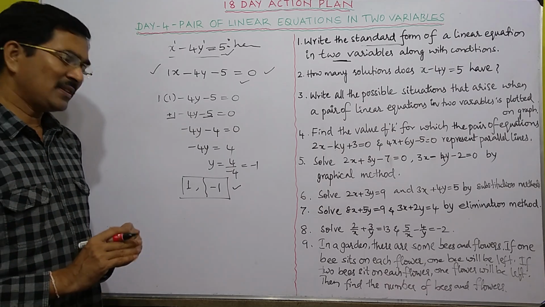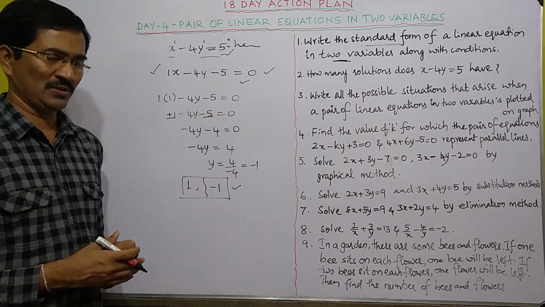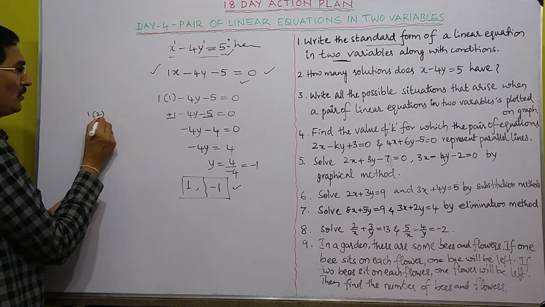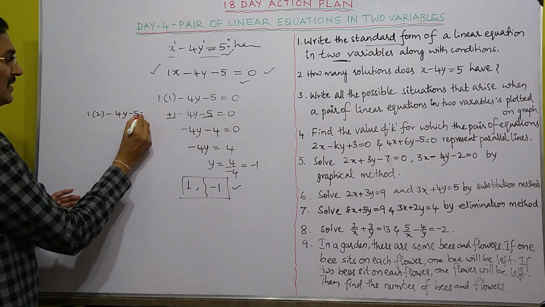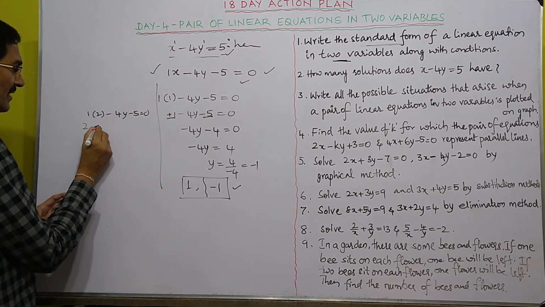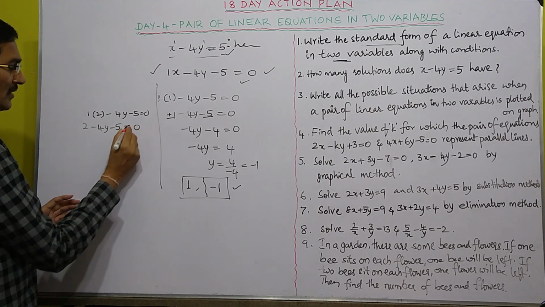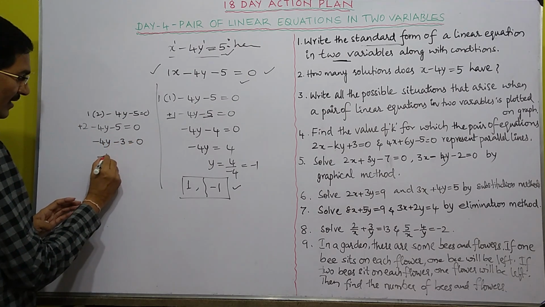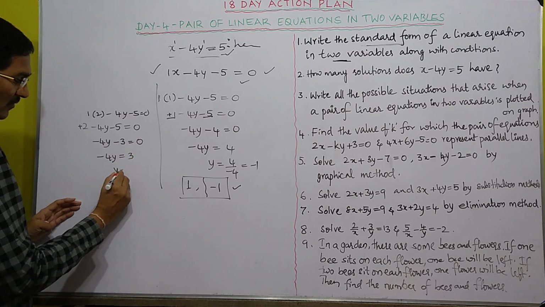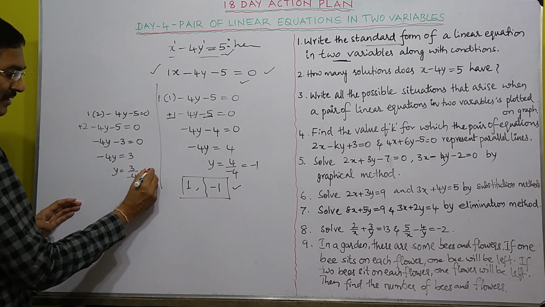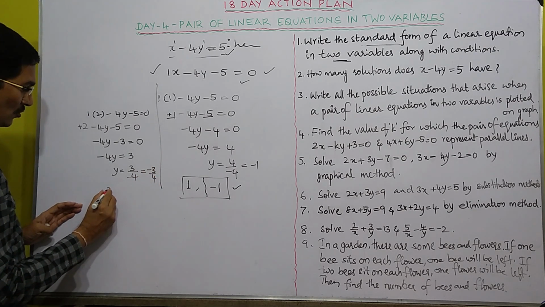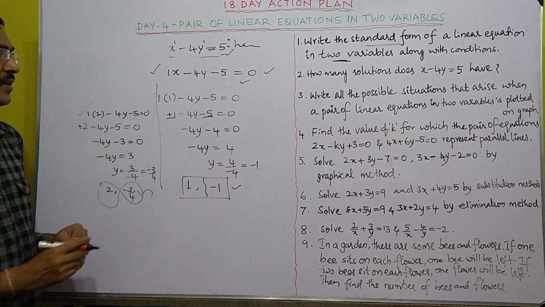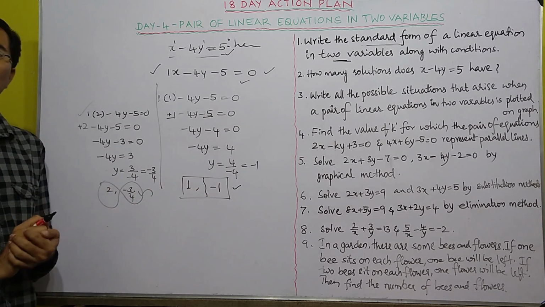So shall we think this is the only solution, or do we have one more solution? Let us see. If you take x is equal to 2, what happens? So 1 into 2 minus 4y minus 5 is equal to 0. Now this becomes 2 minus 4y minus 5 is equal to 0. So minus 4y, this becomes minus 3 is equal to 0. So minus 4y is equal to 3. y is equal to 3 by minus 4, that means minus 3 by 4. So when x is equal to 2, y becomes minus 3 by 4. This is also a solution for the given equation. So this is one solution, this is one solution.